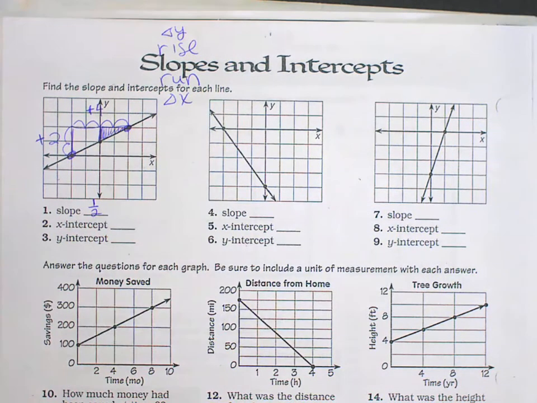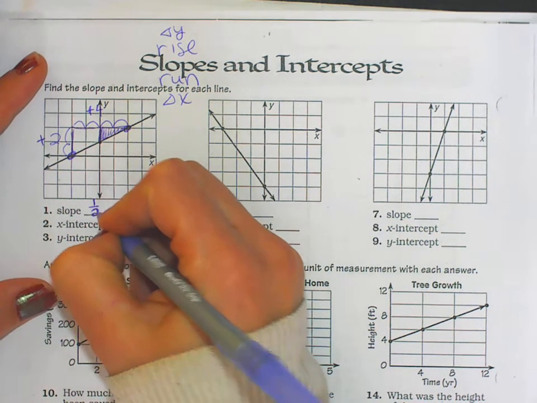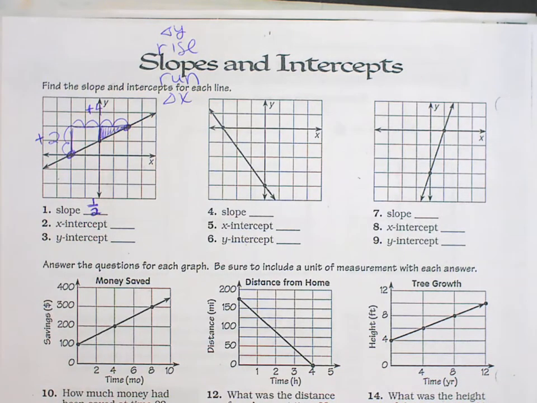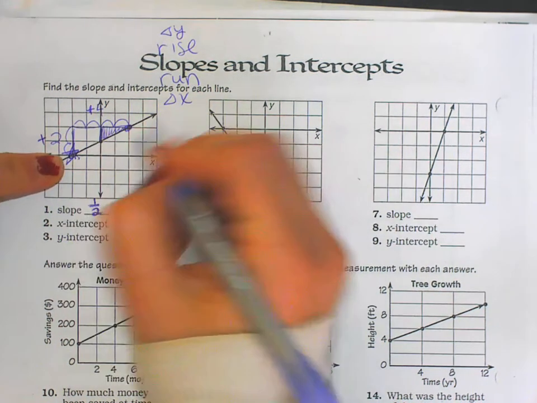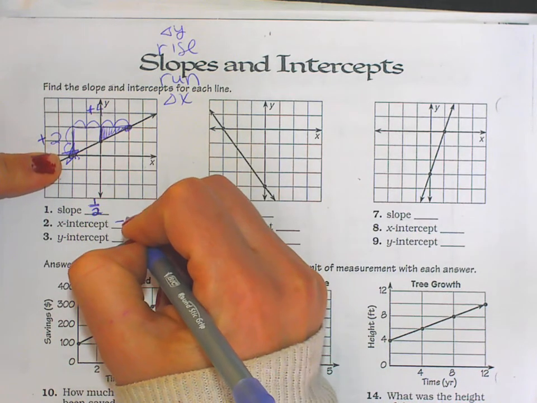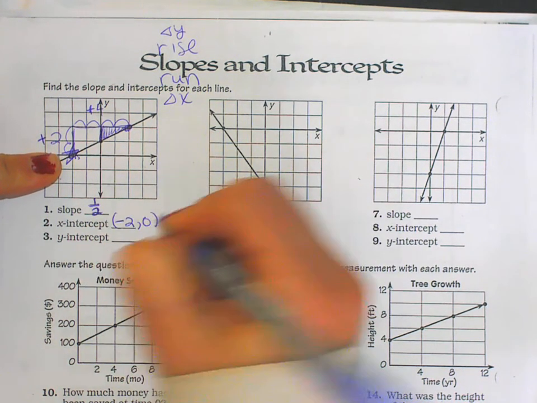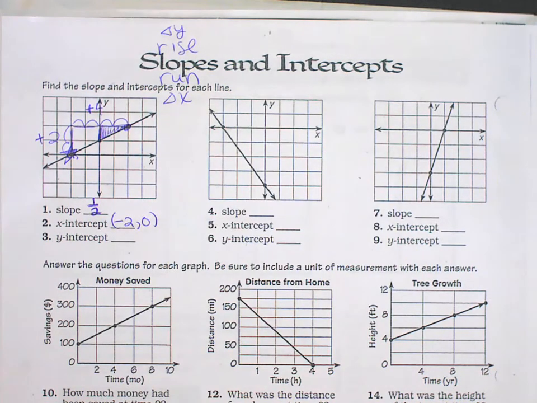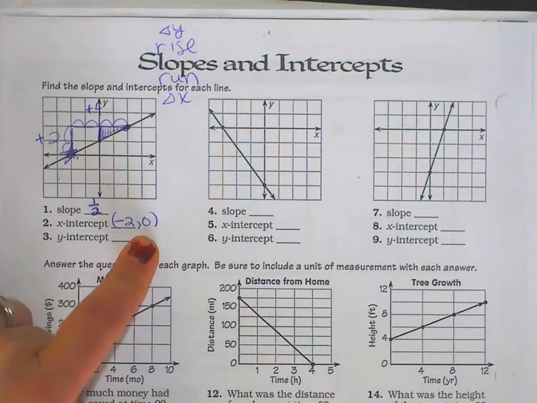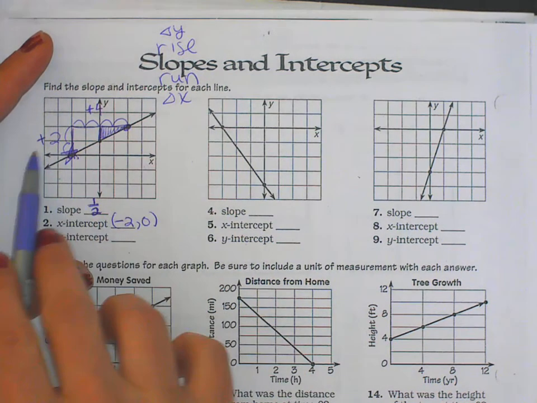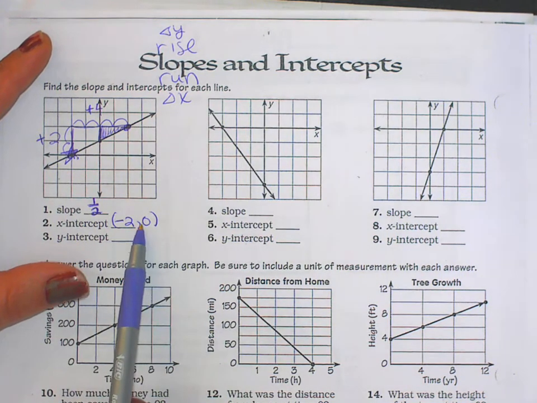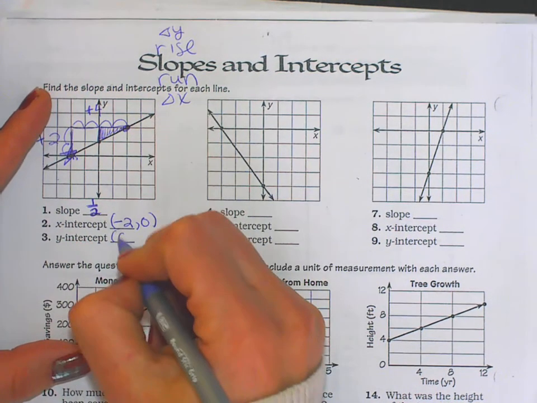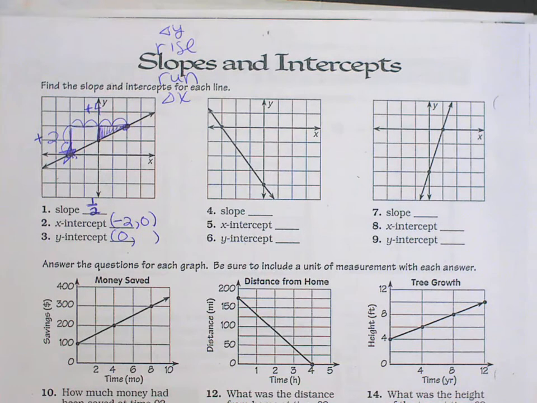Okay, need more detail? Message me. This is review, so I went a little quick on it. X-intercept, where does it cross the x-axis? Right here. That point is (-2, 0). You just say the x-intercept is -2 because the y value for an x-intercept is always 0. Every single point on the x-axis has a 0 for the y. And vice versa. Every single point on the y-axis has an x value of 0.